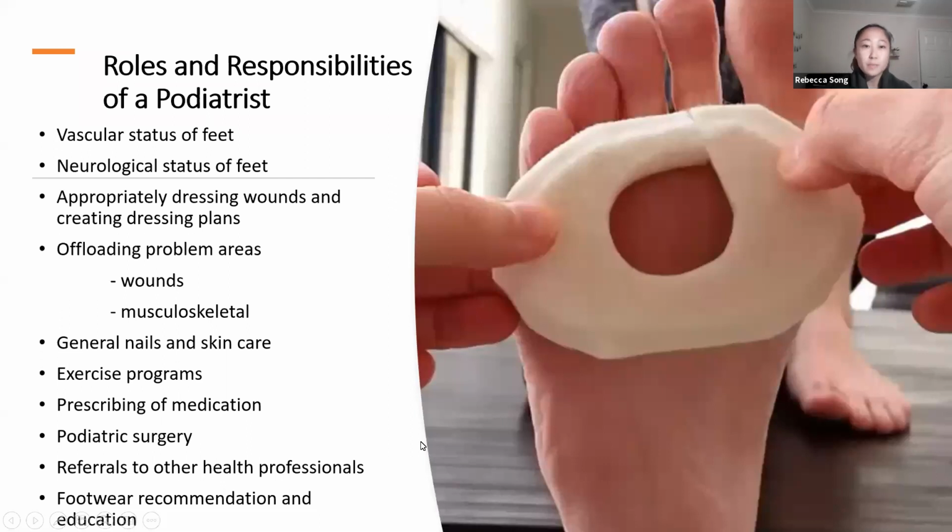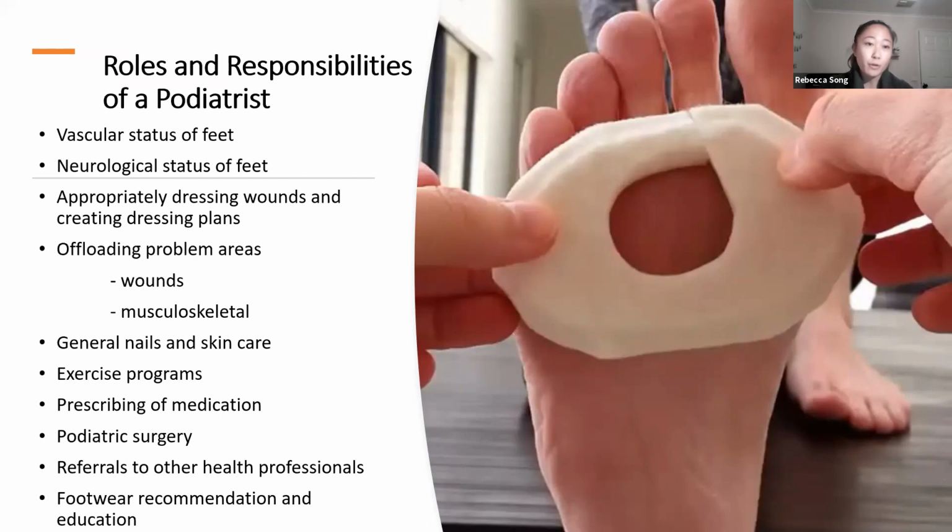So the roles and responsibilities of a podiatrist. One of our main roles is to maintain the foot health status of an individual. This can be done by checking the vascular supply of a patient, and we make sure that there's enough blood flow going down to the feet to heal any wounds that could be there. If there was a wound, we need to make sure that there's enough to heal it, because otherwise, without enough blood supply, the wound's going to stay there and it can get infected, and then that can cause amputations as well.